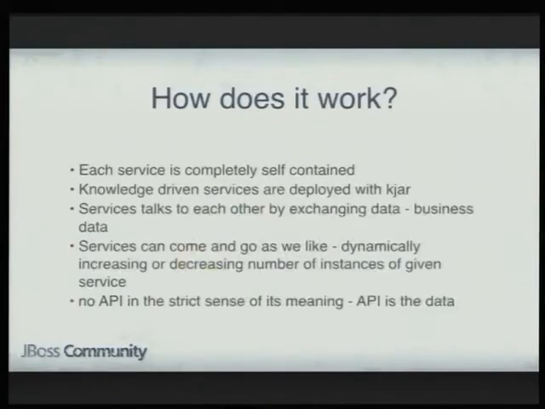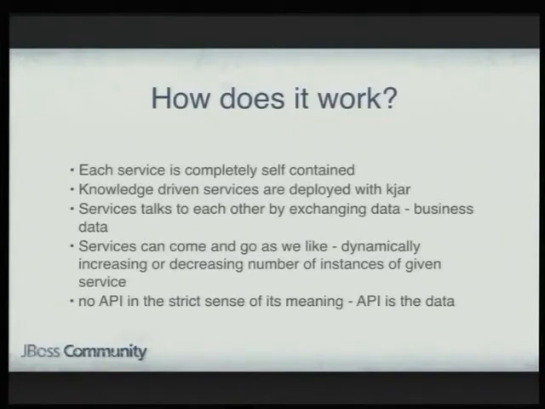So if you start looking at how it actually works, each service is self-contained. Everything that the service needs to operate is inside it. It does not care if something else is available. It does not care if that API is of that version or of that version. It's completely self-contained. As I said, knowledge-driven services are backed by Kogito. So to be able to start a knowledge-driven service, you need to have something that actually brings in the knowledge to you.